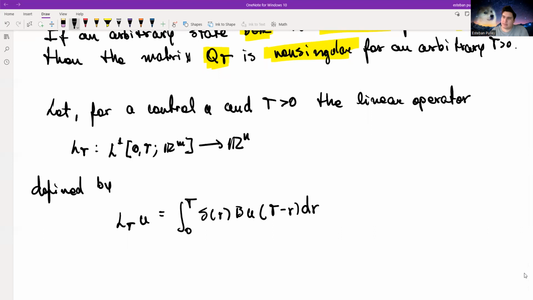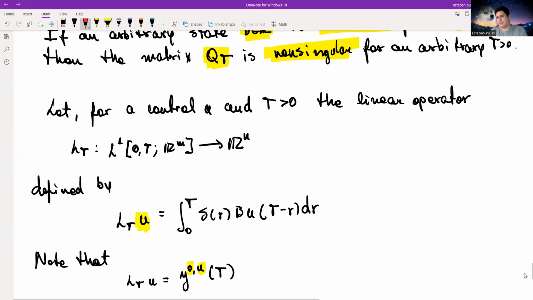Note that this Lt(u) is simply the solution at time t of the system, always considering this control, and the system having an initial state of 0. Okay.